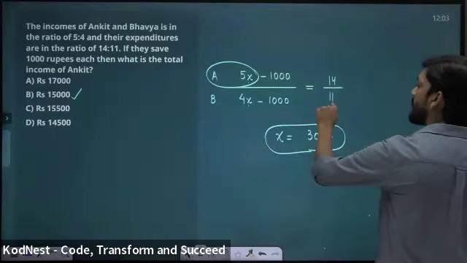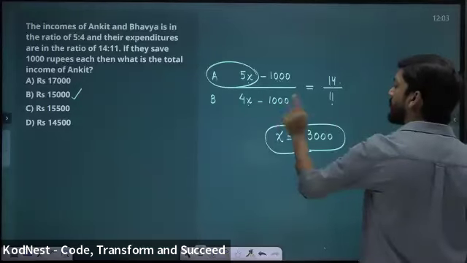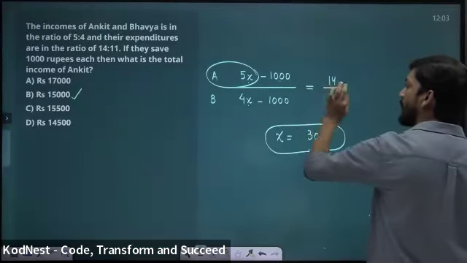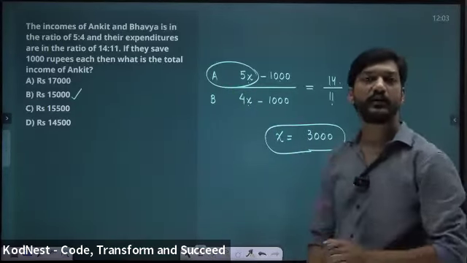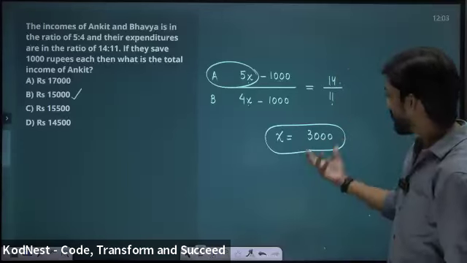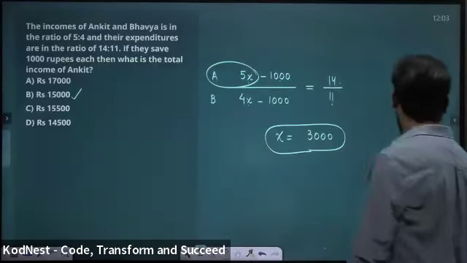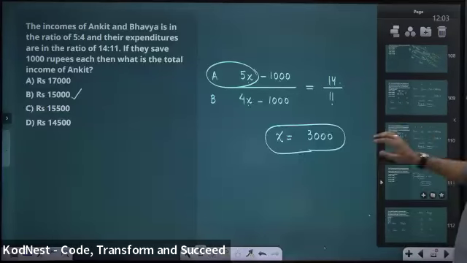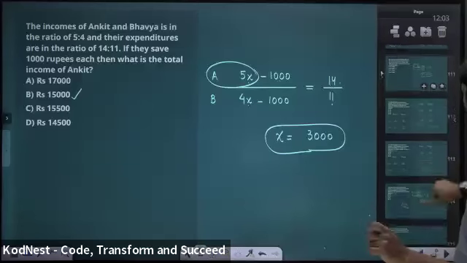All right. This is 11. 11 into 1000, 11,000. 14 into 1000, so 14,000. 11,000 on one side, 14,000 on the other side. What is the net value? 3,000. So x equal to 3,000. Okay. So any question can be done this way, in which some values are changing.